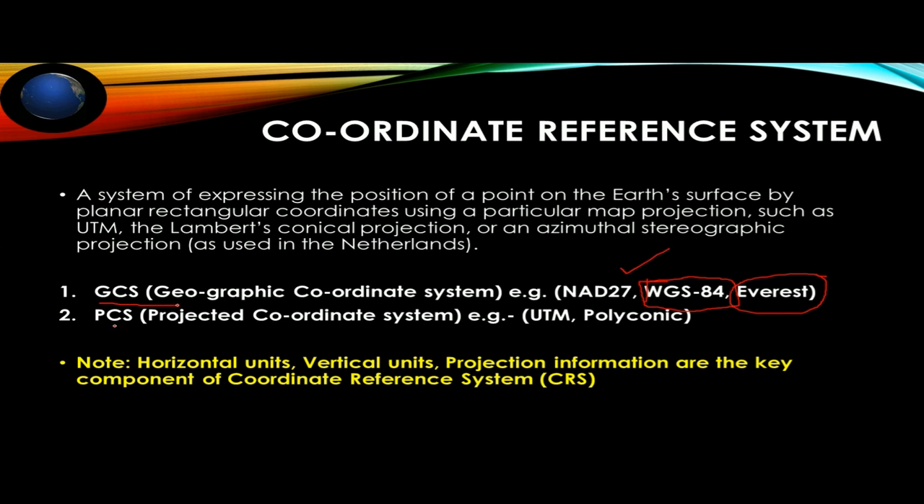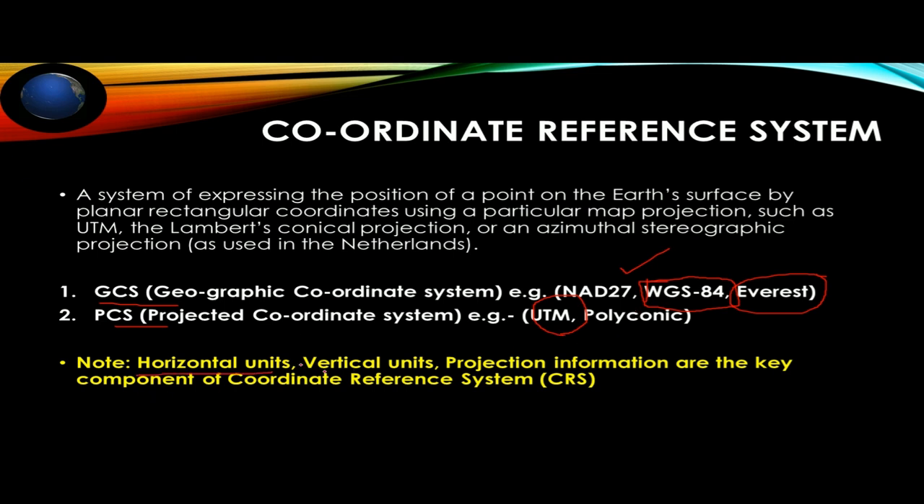But when it comes to the projected coordinate system, we will go for UTM. When we go for a projected coordinate system, it means this 3D globe feature has been projected onto your 2D map. Now you want to get the direction, the shape, the area calculation or the distance calculation. So you have to change your projection system from your GCS to your PCS, which is the projected coordinate system.